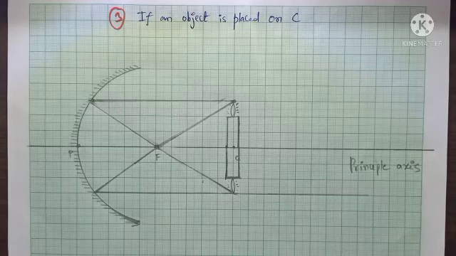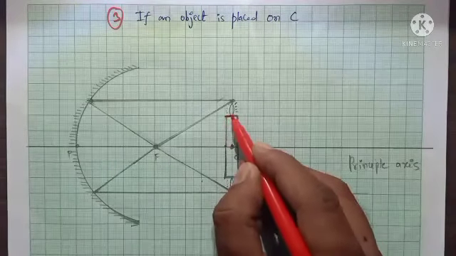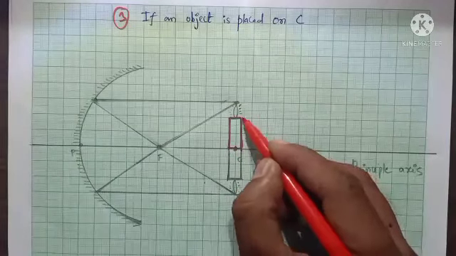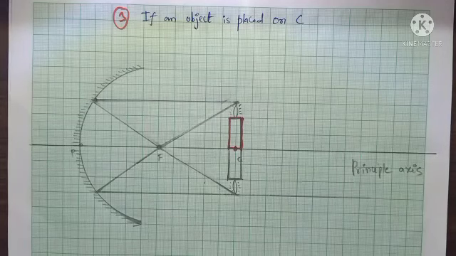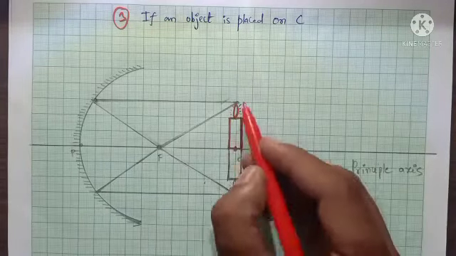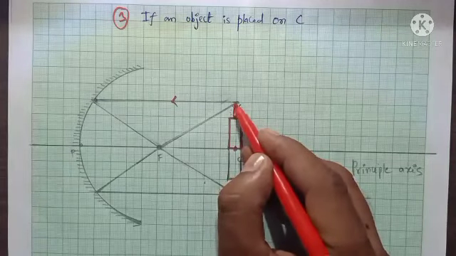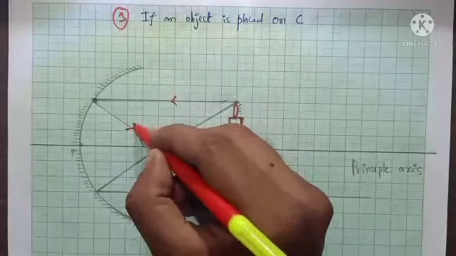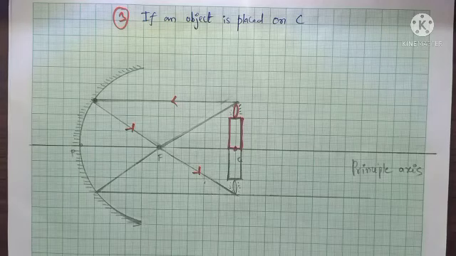If an object is placed on C, the center of curvature, we have to draw the ray diagram to know where the image will form. Here, by the first rule, we take the ray which passes parallel to the principal axis. After reflecting from the mirror, it passes through the focal point.